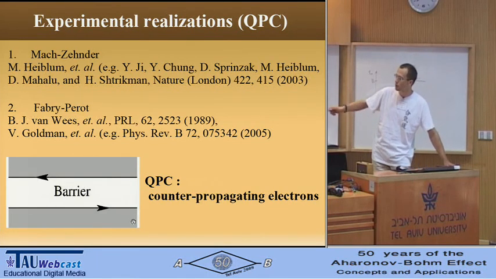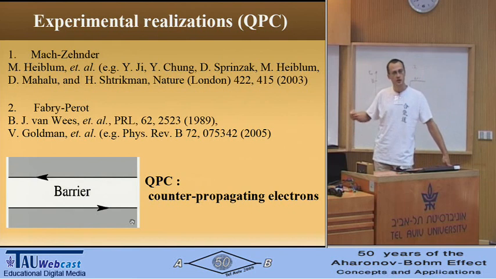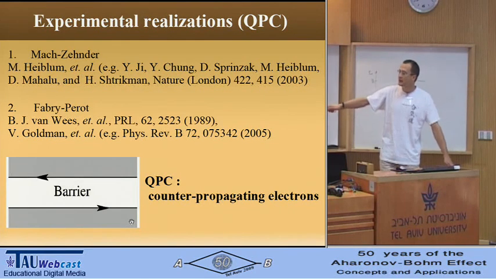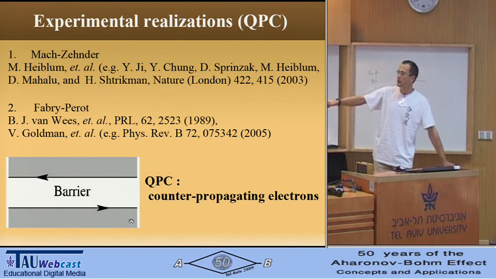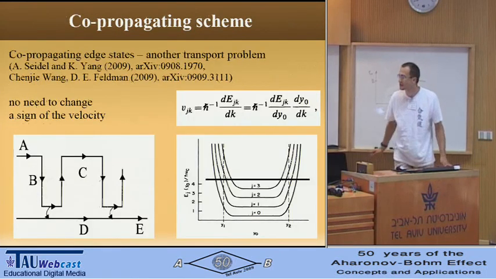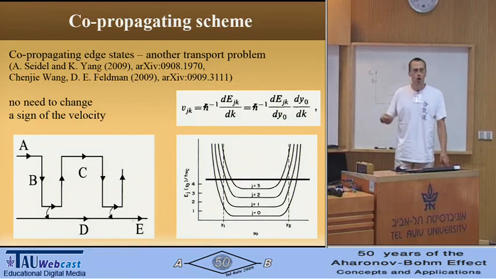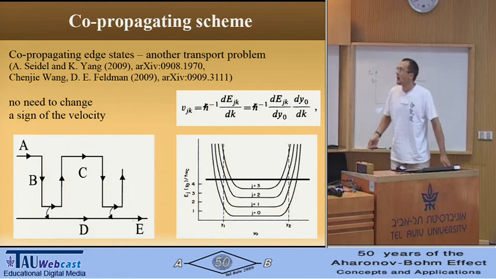In the quantum point contact, two edge states are counter-propagating near each other. They originate from different sample edges. They are counter-propagating, and electron transfer is between these counter-propagating edge states. My question is: is it possible to realize an interferometer device for co-propagating edge states?